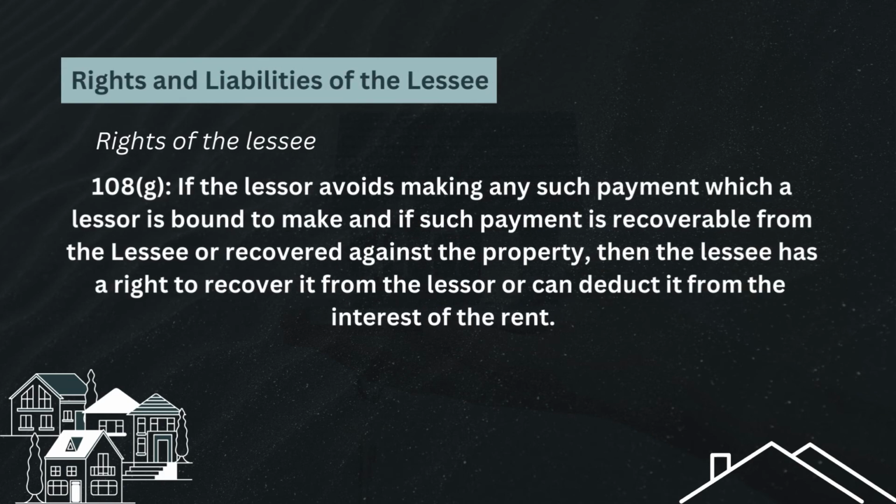Section 108 clause G: if the lessor avoids making any such payment which a lessor is bound to make, and if such payment is recoverable from the lessee or recovered against the property, then the lessee has a right to recover it from the lessor or can deduct it from the interest of the rent.